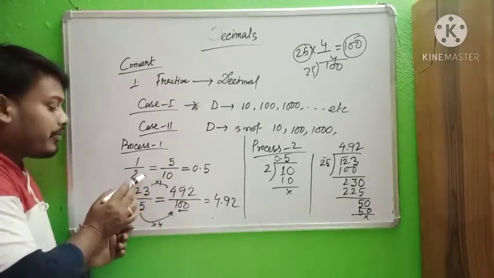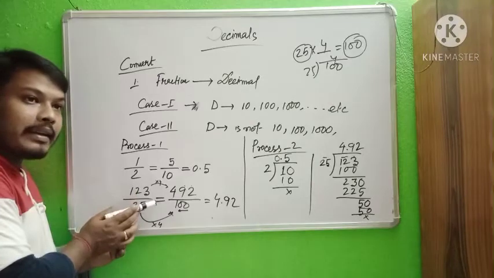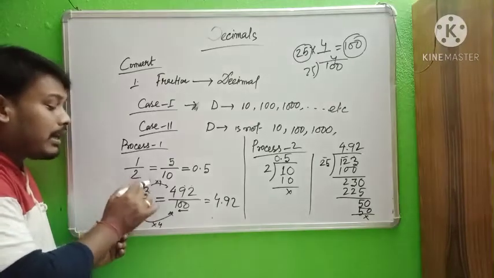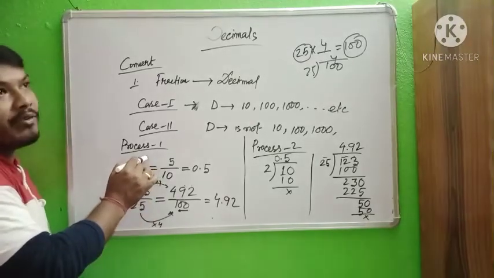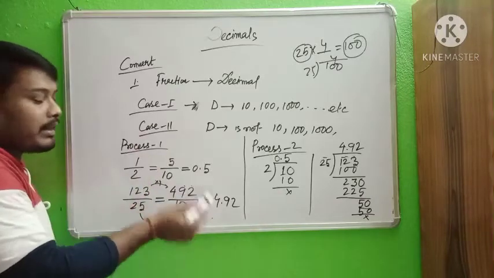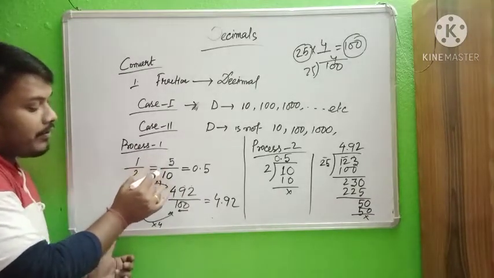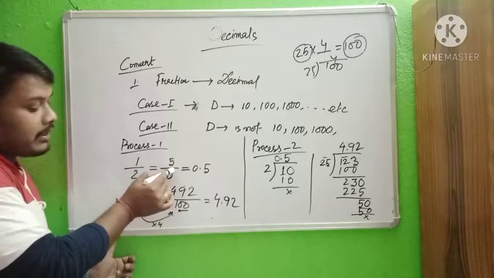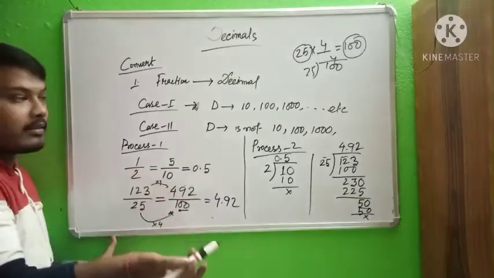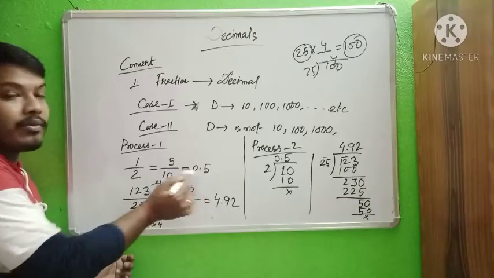If we multiply the denominator by some value, then we multiply the numerator also by that value. So we multiply numerator and denominator by 5, and it becomes 5 by 10. Since 10 is in the denominator, we can easily convert it into a decimal.